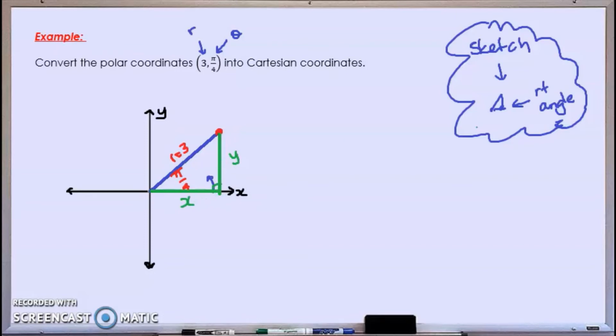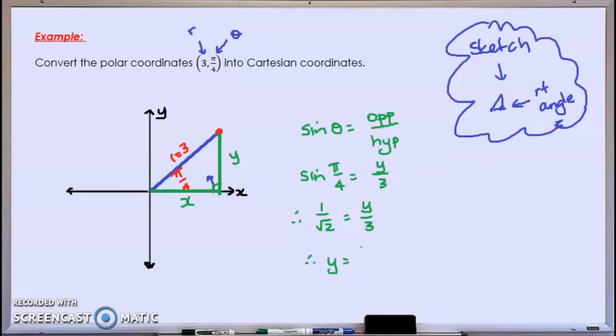Now because we have an angle, I can use my SOHCAHTOA on this. I know that sine of an angle is the opposite over the hypotenuse. And therefore in this circumstance, sine of pi on 4 is the opposite, which is my y distance, over 3. Now sine of pi on 4 is 1 on root 2. And therefore y equals 3 over root 2. So that's this distance here.